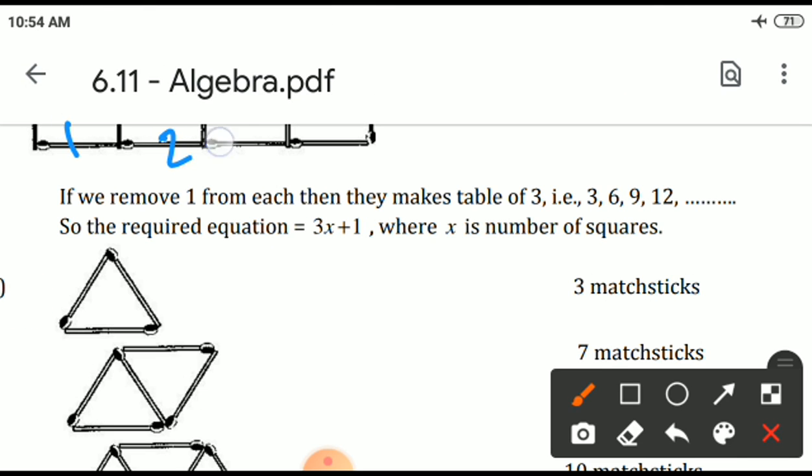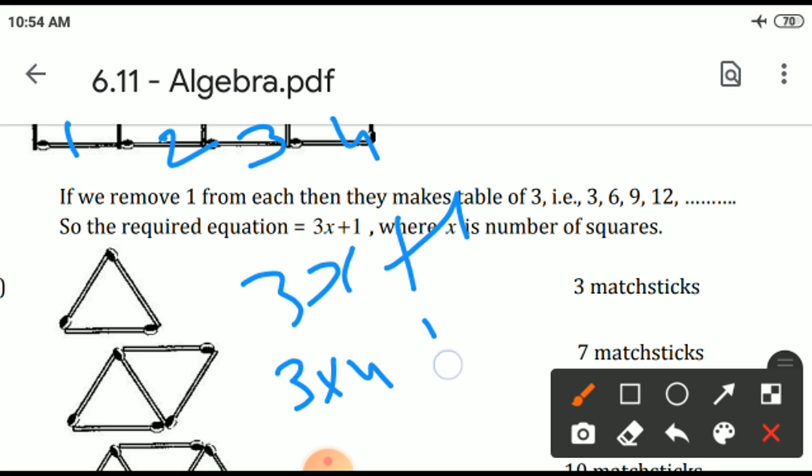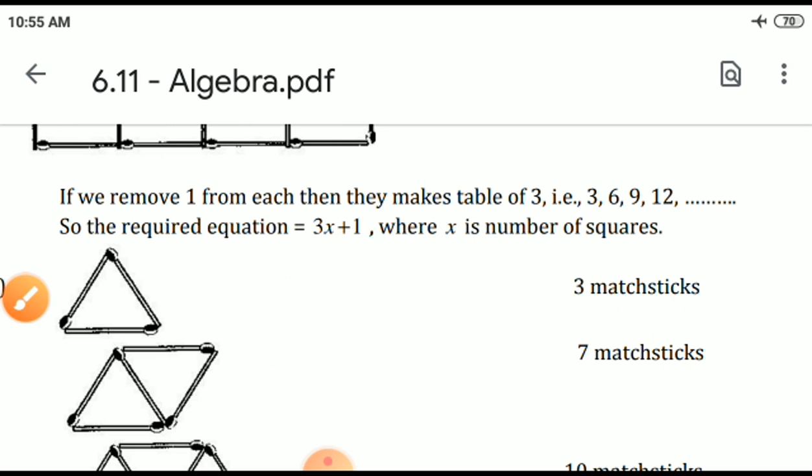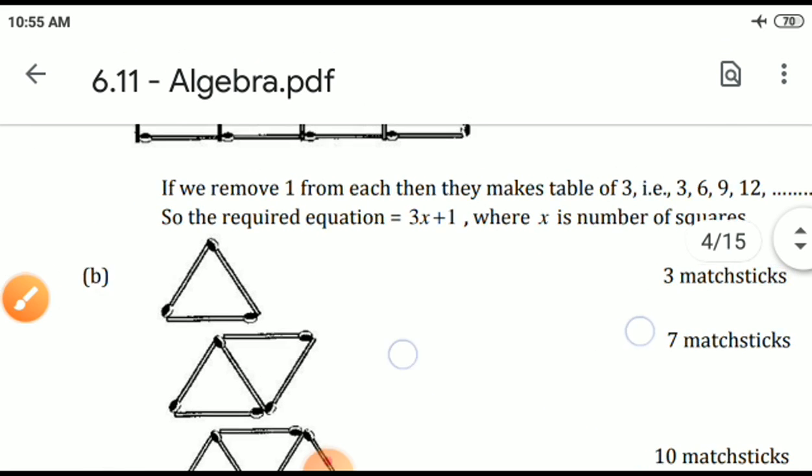1, 2, 3, 4 boxes. So 3x plus 1, in place of x now put 4. 3 into 4 plus 1. 3 4s are 12 plus 1, 13. Is it? That's why here 13 is written. Correct.